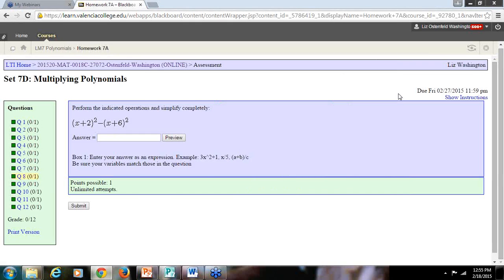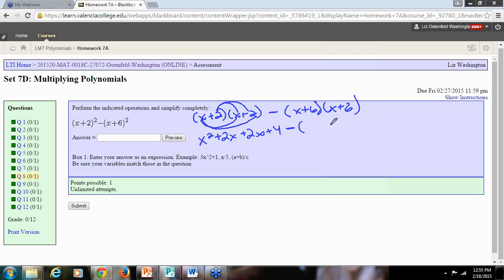Okay, this one is a combination of what we've been doing. I have x plus 2 being squared, so really it's x plus 2 times x plus 2 minus x plus 6 times x plus 6. A lot of simplifying to do. X times x is x squared. X times 2 is 2x. 2 times x is 2x. And 2 times 2 is 4. Bring down this minus sign. I'm going to keep my answer here in parentheses because this minus sign has to get applied to everything.